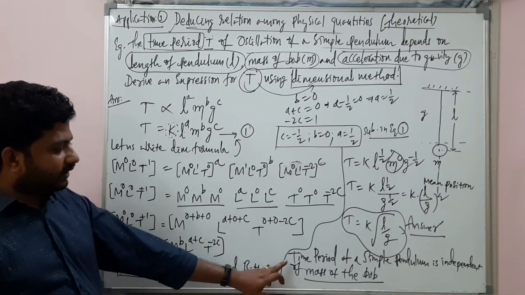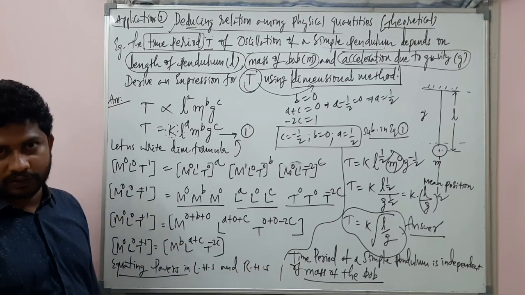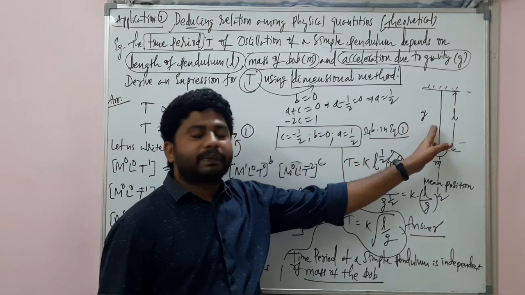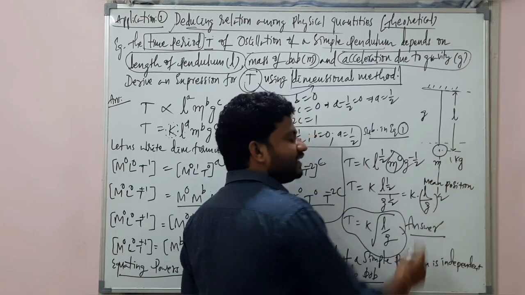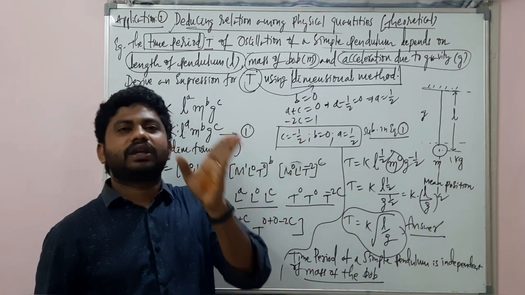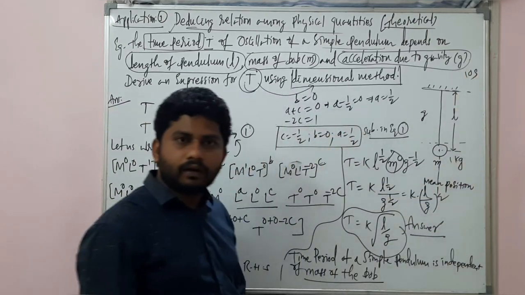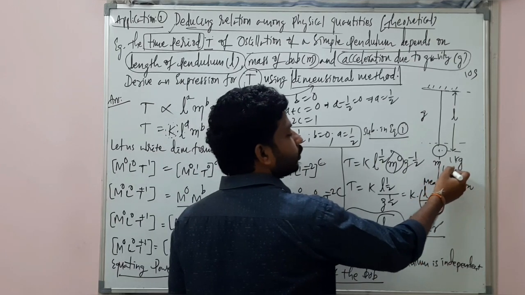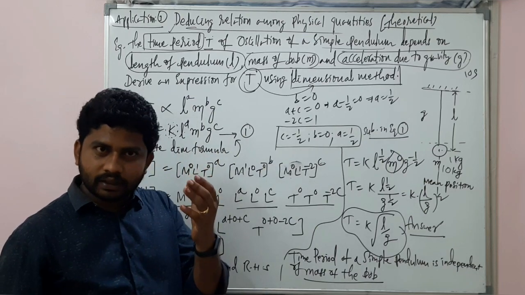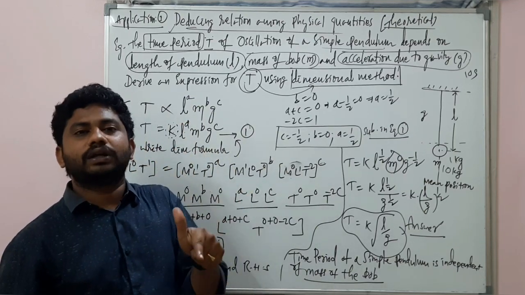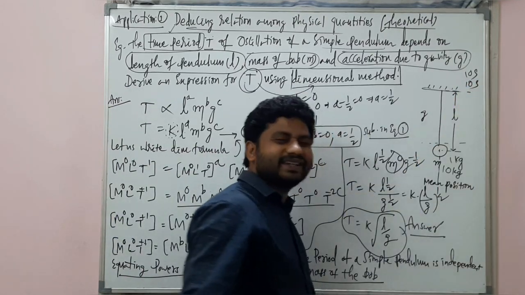Now, what exactly is meant by this statement? Time period of a simple pendulum is independent of the mass of the bob. Come back to the simple pendulum diagram. Imagine the mass of this bob is 1 kg and it is oscillated. Time taken to complete one oscillation is 10 seconds. Instead of 1 kg, if you keep a bob of mass 10 kg and oscillate, time taken by the same pendulum to complete one oscillation will again be 10 seconds because it is independent of the mass.